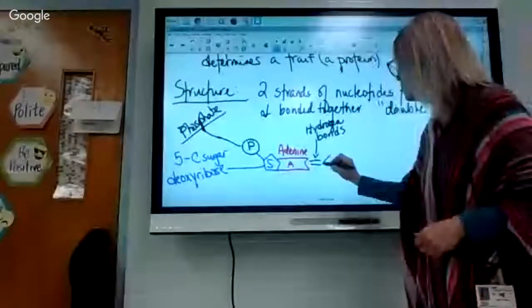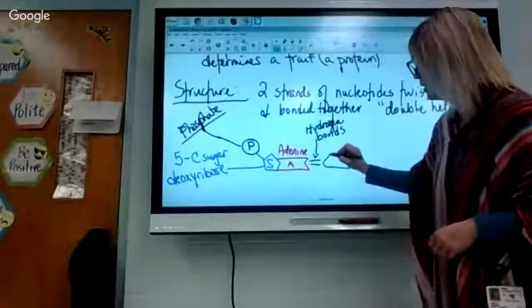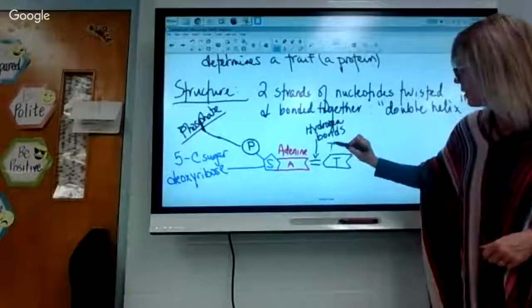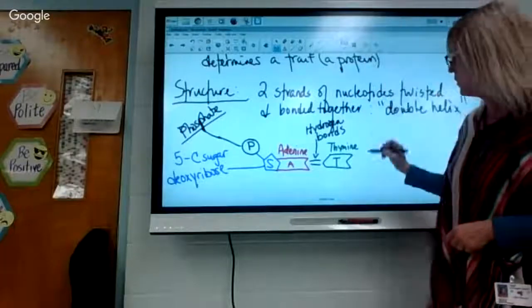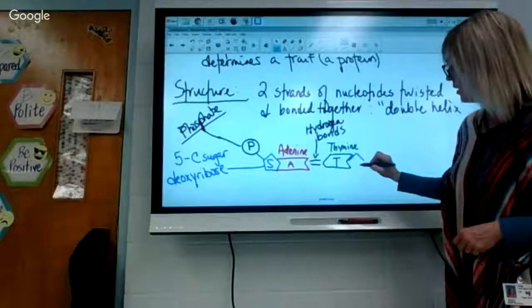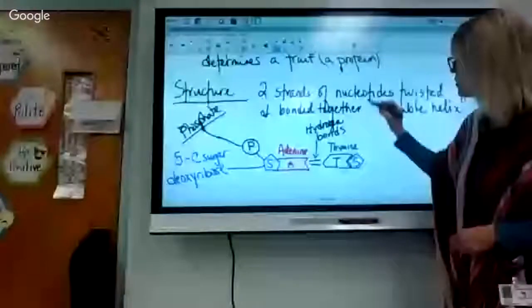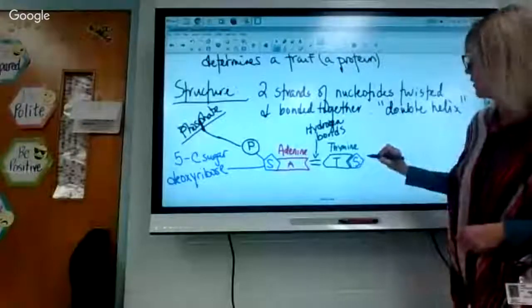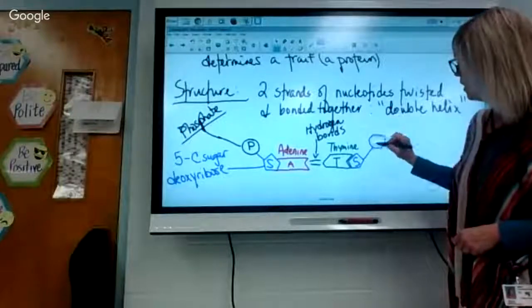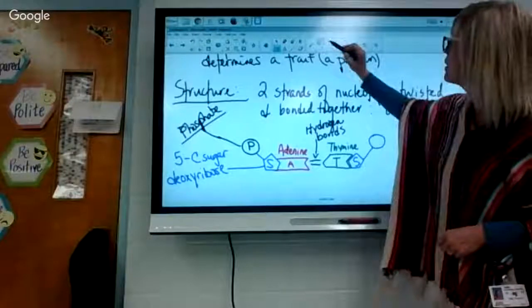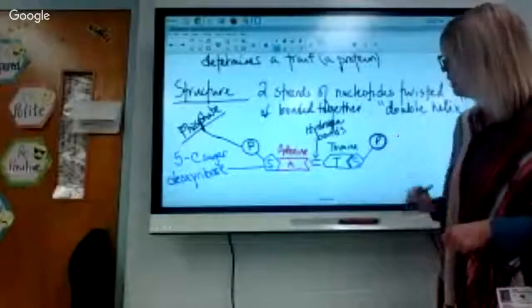So let's do that. T. And there's the sugar. And then we'll do the phosphate. I'm hitting the black and it's not turning black. There we go. Okay.